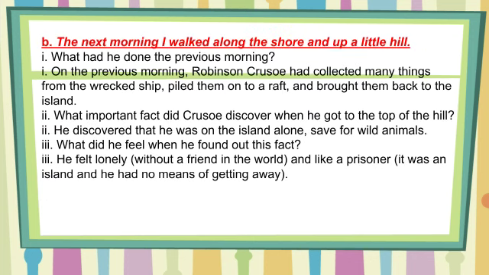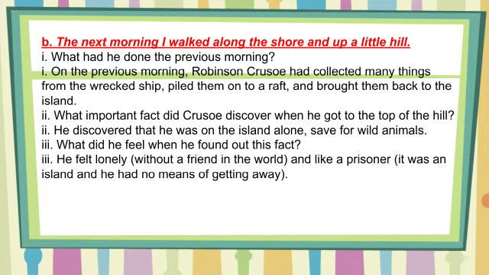Okay, here is another line. The next morning, I walked along the shore and up a little hill. So, this line is spoken by Crusoe. What had he done the previous morning? On the previous morning, Robinson Crusoe had collected many things from the wrecked ship, piled them on to a raft, and brought them back to the island.